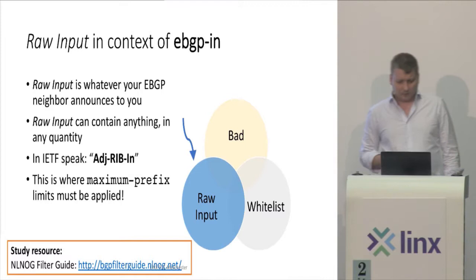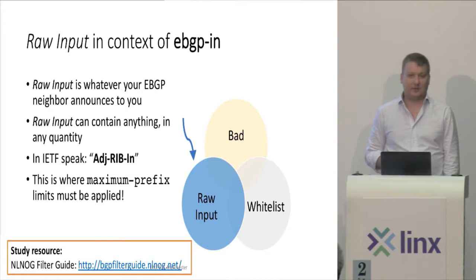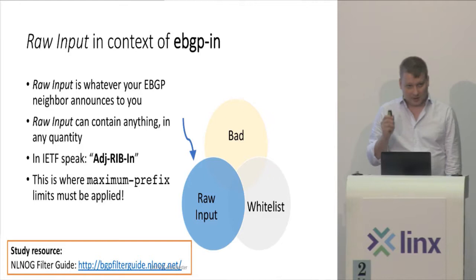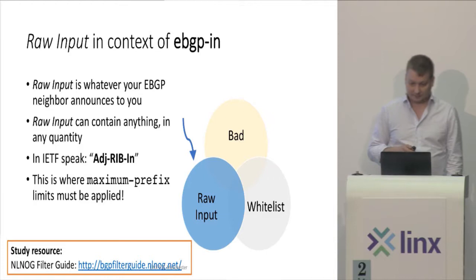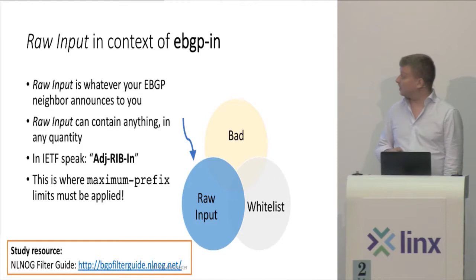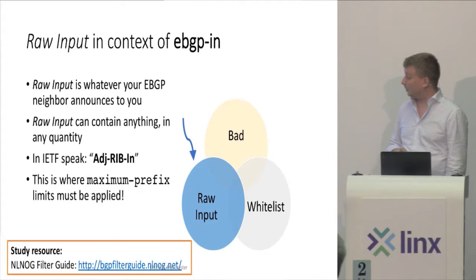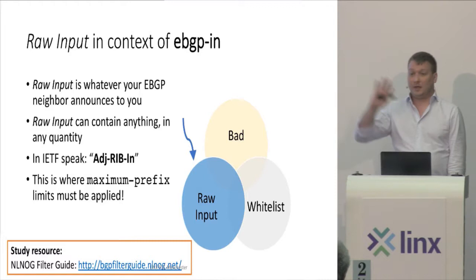The raw input is what in IETF speak is called Adj-RIB-In. And this is the list of prefixes without any filters, without any modifications, as your neighbor sends it to you. And it is this piece where maximum prefix limits are applied. We'll cover maximum prefix in detail in subsequent slides because there may be some interesting details about that you're not familiar with. The Adj-RIB-In can contain anything. There are no rules about that. We cannot predict what a neighbor will send us.